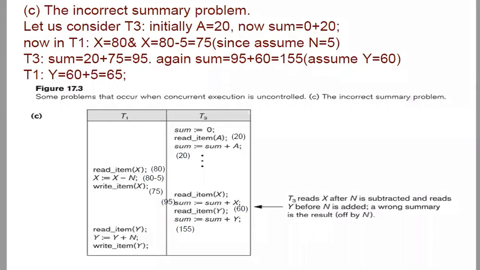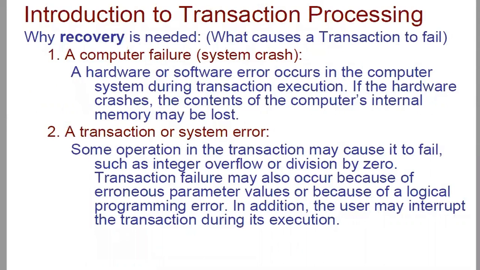So these are the three major issues we'll face if you don't have the proper concurrency mechanism. Next, we are going to talk about recovery. Why is recovery needed? There are many possibilities for a transaction to fail. At the time of a transaction, there is a possibility of failure. So when the transaction fails, we need to recover it, right? What are the different scenarios or conditions in which a transaction can fail?